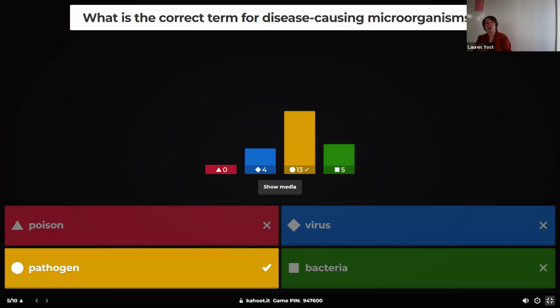Okay, so the correct term for disease-causing microorganisms is pathogen. Not all disease-causing organisms are viruses, which are the ones that don't have cells, right? And not all are bacteria. Strep and staph are bacterial diseases, right? Viral infections like COVID or the flu. And of course, don't forget about our good friends, the molds and yeasts. And don't forget about the protozoa either. Giardia, malaria. We might not have a ton of protozoal diseases, but toxoplasmosis is one.